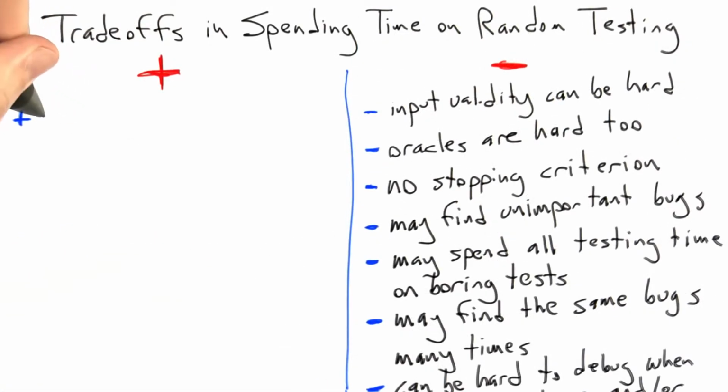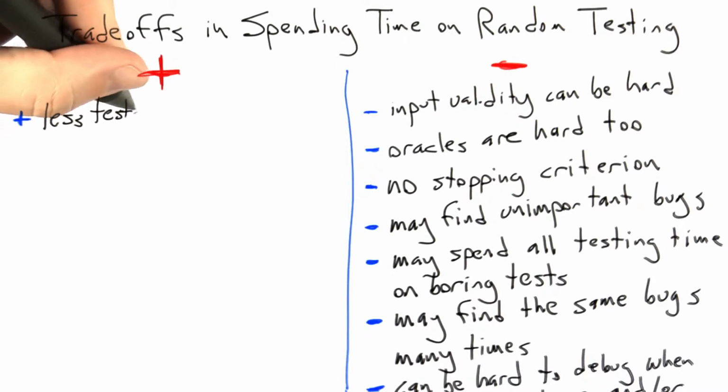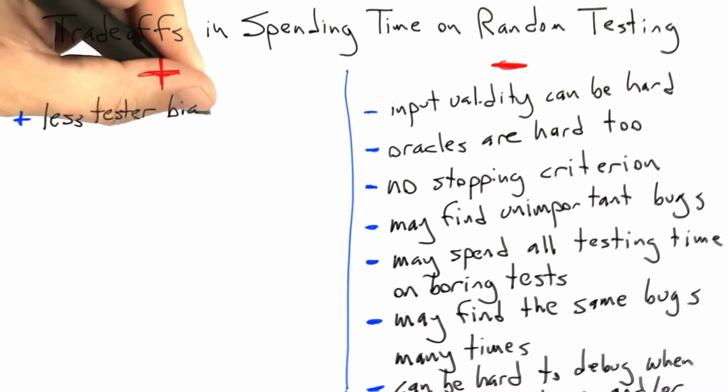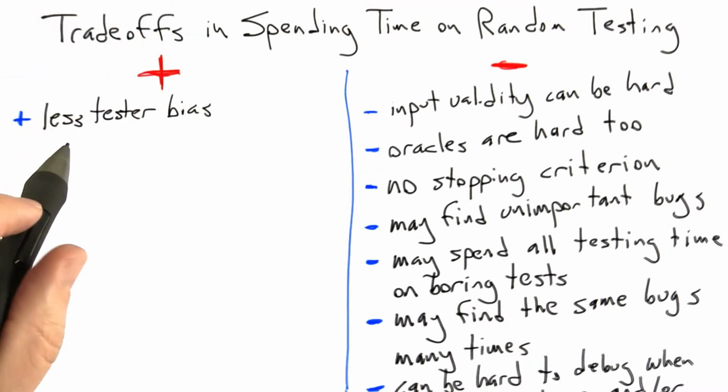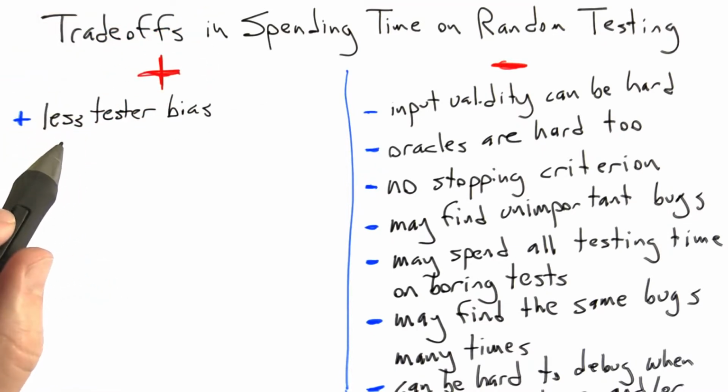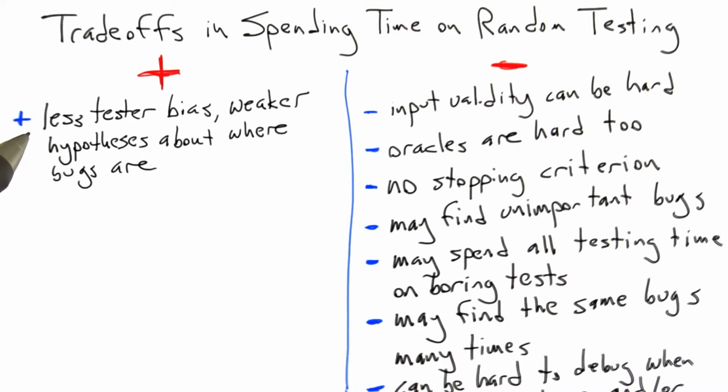So that's a long list of drawbacks, and these drawbacks are real. But let's go back and look at the other side of the trade-offs. On the advantage side, random testing has less tester bias, meaning that testing is less influenced by what I know about the system's implementation. And random testing also has weaker hypotheses about where bugs are. Maybe that's just another way to say the same thing.